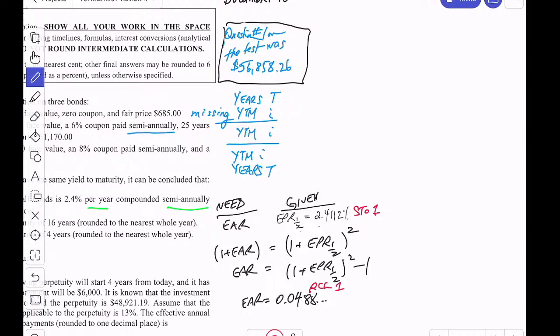So now what you're going to do is write up the formula for the discount bond. So $685 is equal to the pure discount 1,000 discounted by 1 plus the effective annual rate to the power T. And we want to find T, how many years?